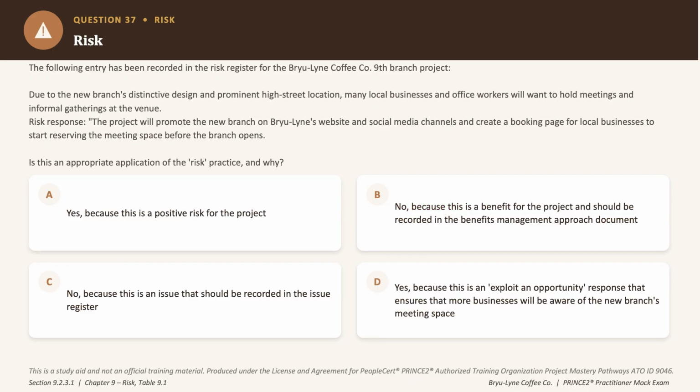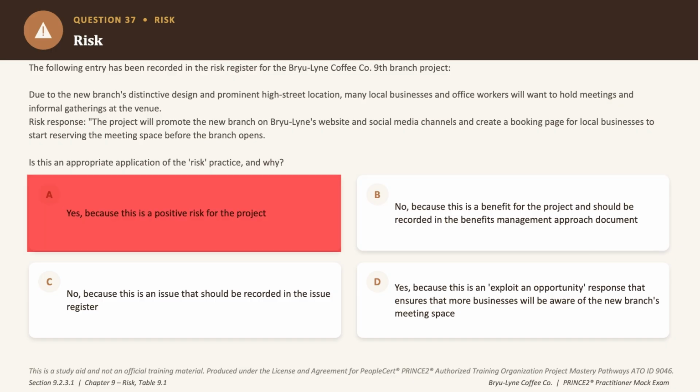Moving on to the next question, question number 37. So the new branch's design and the high street location mean local businesses and office workers will likely want to book the meeting space, and the response is to promote this on Brewine's website and social channels with an early booking page. So the question is: is this an appropriate application of the risk practice, and why? Now option A says yes, but just because it's positive, that's really too vague. It doesn't name the actual response type, so that is why an incorrect answer choice.